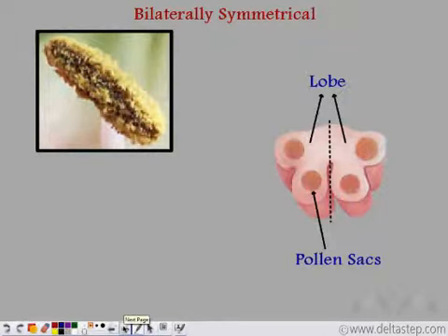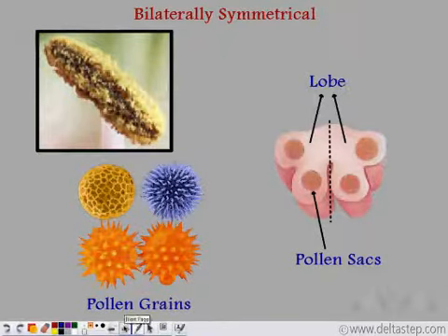Now, each lobe has 2 pollen sacs. So, in total, there are 4 pollen sacs. Now, what do these sacs contain? Well, these pollen sacs contain pollen grains. See, these spherical structures which are very critical for reproduction.